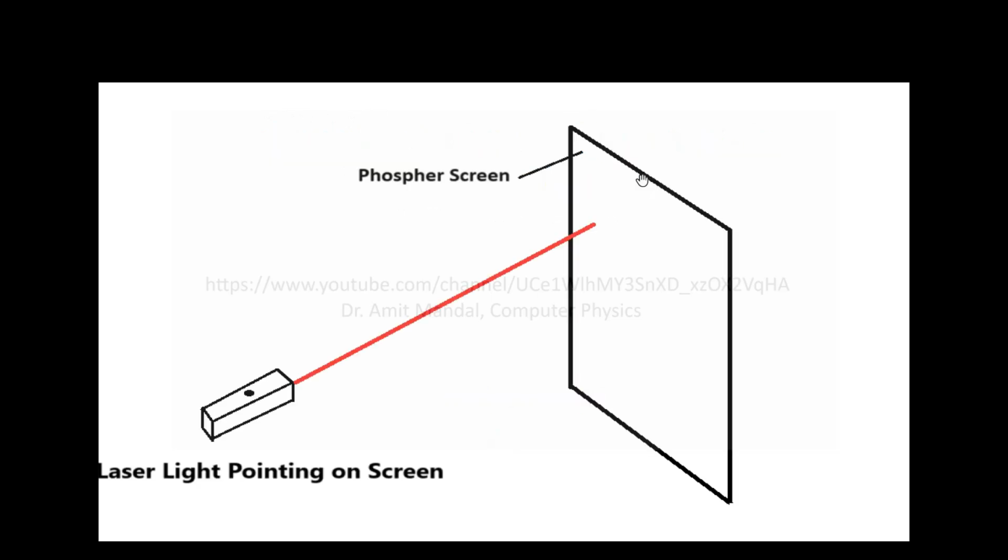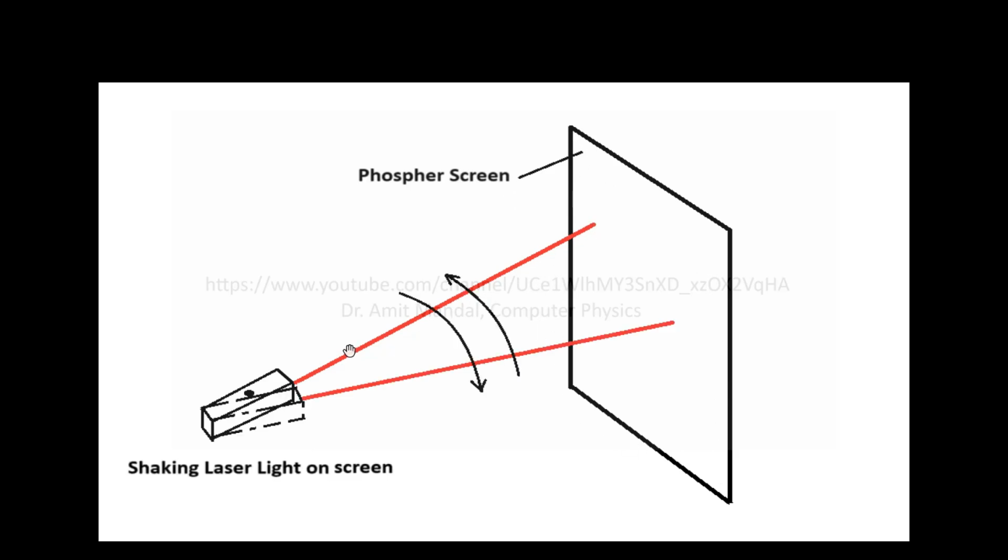So coming to the topic, you might be knowing about laser light, the keychain laser light. You can see this is a laser light and this is a screen. Just to make you understand, I am taking this example. So this laser light is pointing at a point of screen. This is phosphor screen. So in case you start shaking laser light like this, you will see that point is going to and fro according to that shake.